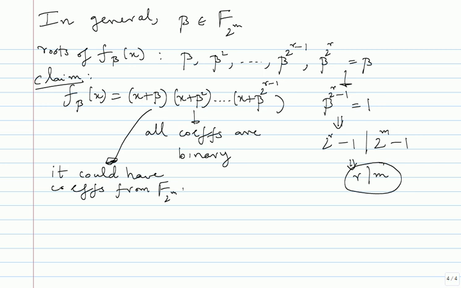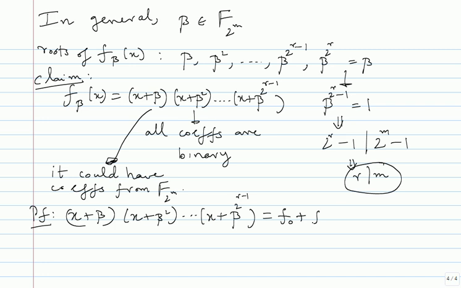It's not the proper way of doing it. The proper way, you can find in the books. It's a nice way of doing it also. Suppose x plus beta, x plus beta squared, and so on till x plus beta power 2 power r minus 1 equals, say, some f0 plus f1 x plus, and so on. What will be the degree?